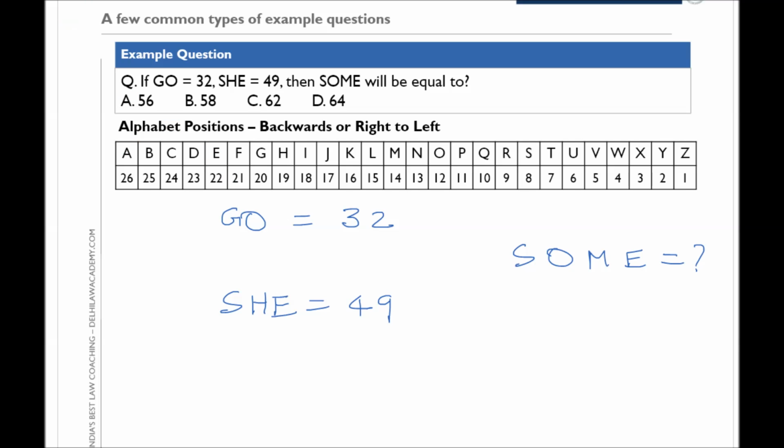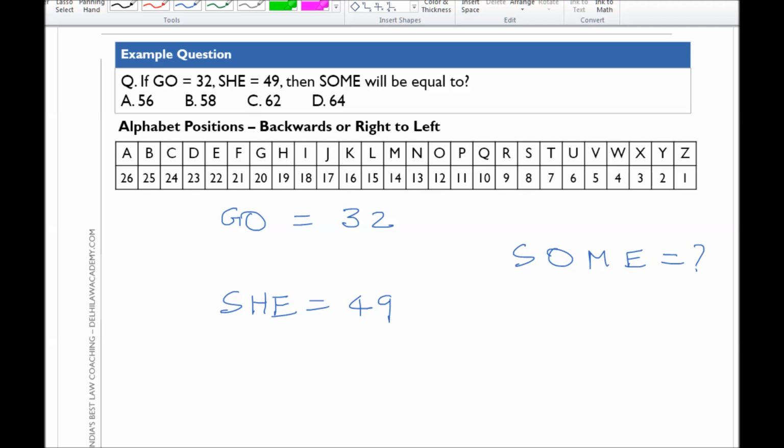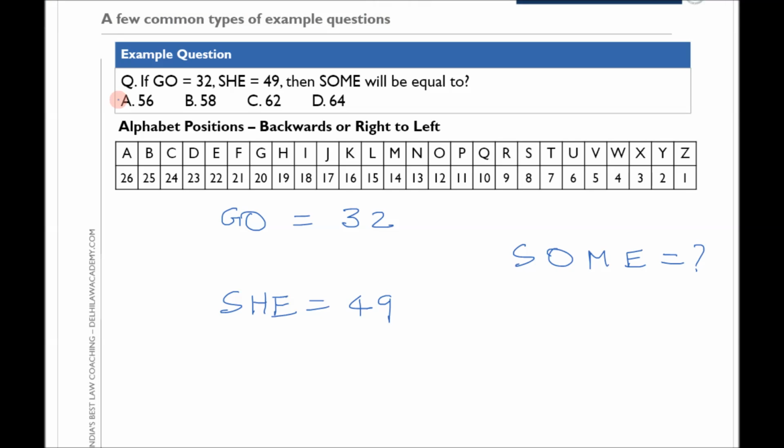Okay guys, so the last type of question for today in this video, if go is equal to 32 and she is equal to 49, then how much will sum be equal to? Again, coding, but a different type of coding. Here we are going to use the alphabet positions, but we're going to use them backwards, right? Backwards is important here, where A is 26, B is 25, and so on.